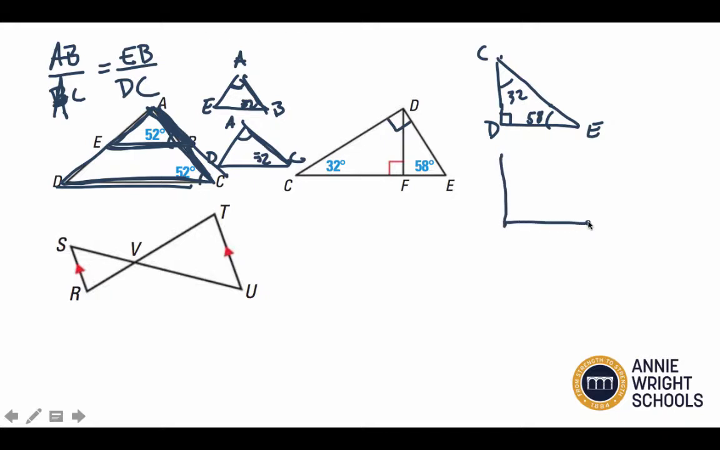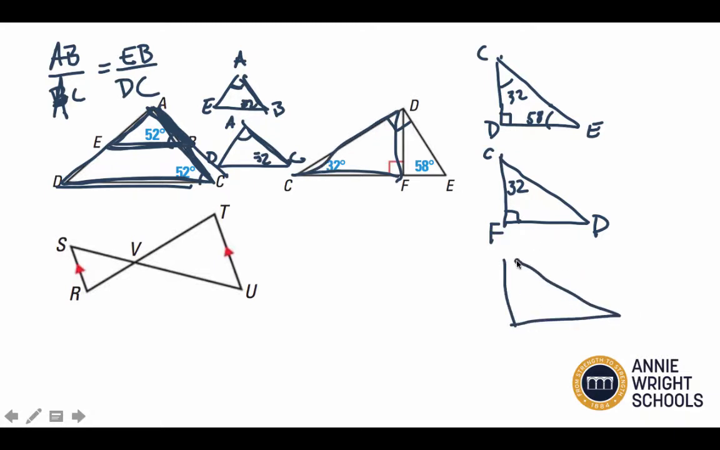I'm going to try to draw it in the same way. This is 32 and this is a right angle. So C is where 32 is, F is where that is, and that means this is a D. So that's this triangle, CFD. And then the last triangle looks like this. This is 58 and this is a right angle. This is F and this is E. So that's D.